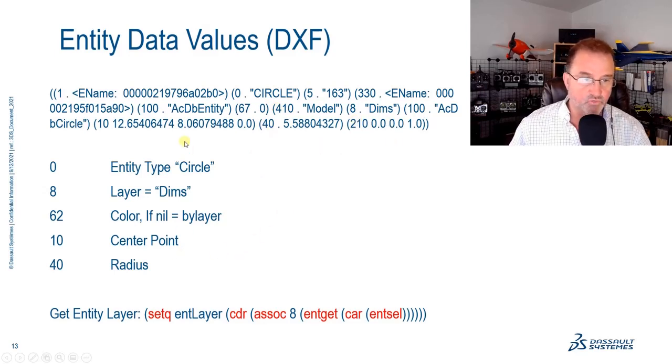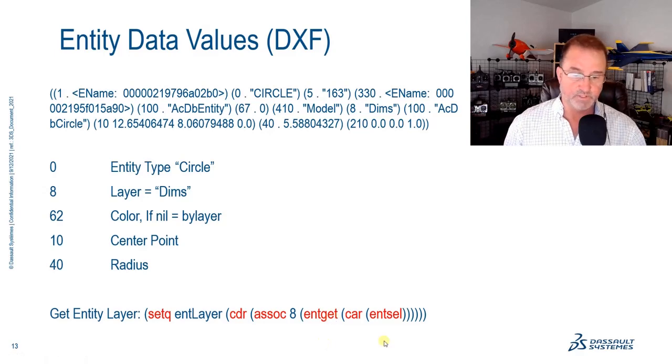Now let's say I wanted to grab the layer from the circle and set that as a variable. So here we go. Again, with Lisp, we're going to start from the inside out. We're going to do an entity selection. We're going to take the entity name. We're going to grab that data. We're going to look at the association list, which is 8. And then we're going to take everything but the first item in the list, so that should give us dims, and set it to the variable called entLayer. And so there's an example of, by picking on an object, wanting to grab the layer for that object, that's the sequence that you would use to do that.